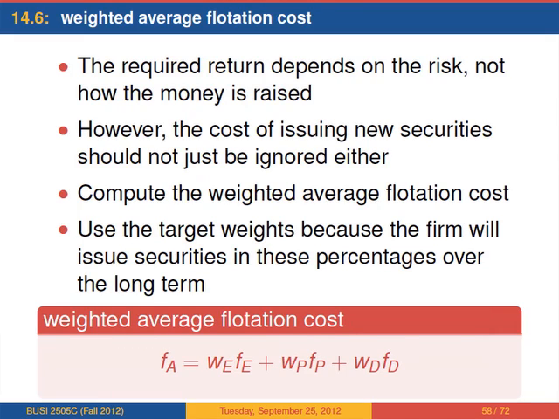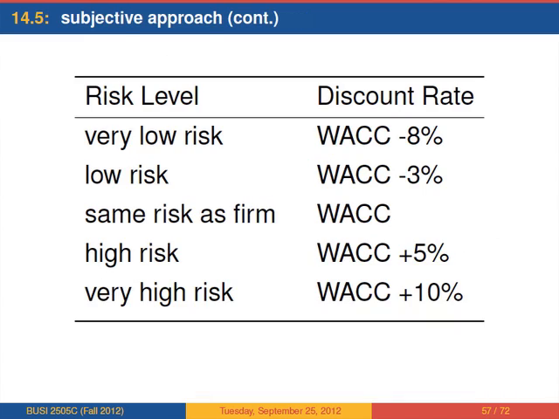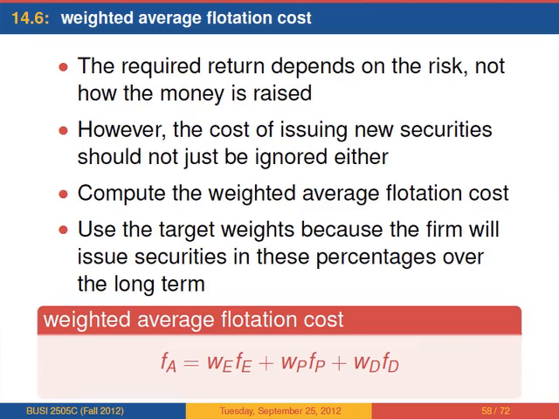There's not really an example to show you there. It's just, if something's riskier, you use a higher discount rate. You take whatever your WACC is and add a couple points if it's riskier, and reduce by a couple points if it's less risky than the overall company.